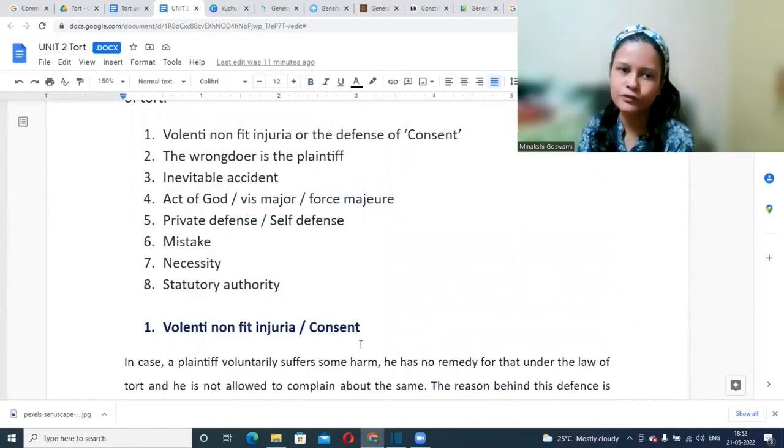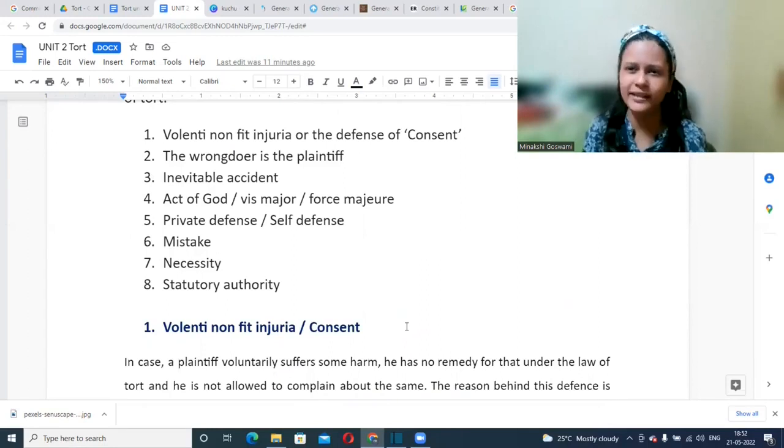Okay, so this is the first one, voluntary non-fit injury or the defense of consent. You have given your consent. Same way, have you heard of Roadies on MTV? It is a reality show. Yes, ma'am. In Roadies, a lot of contestants go, and then there will be all the scolding and insult and humiliation, all that stuff happening on national television, right?